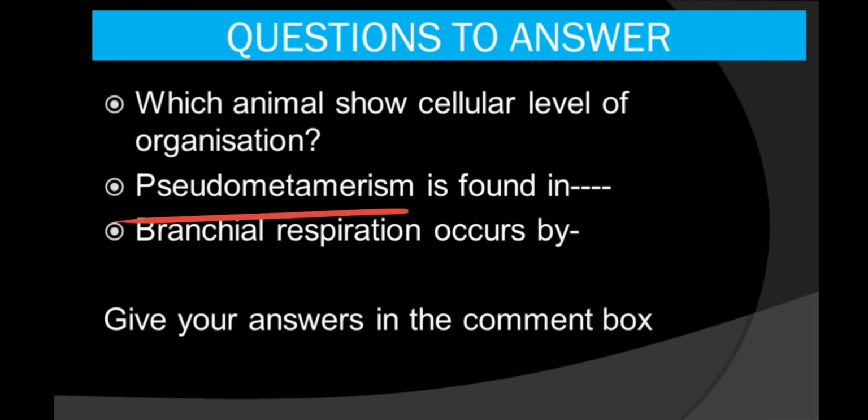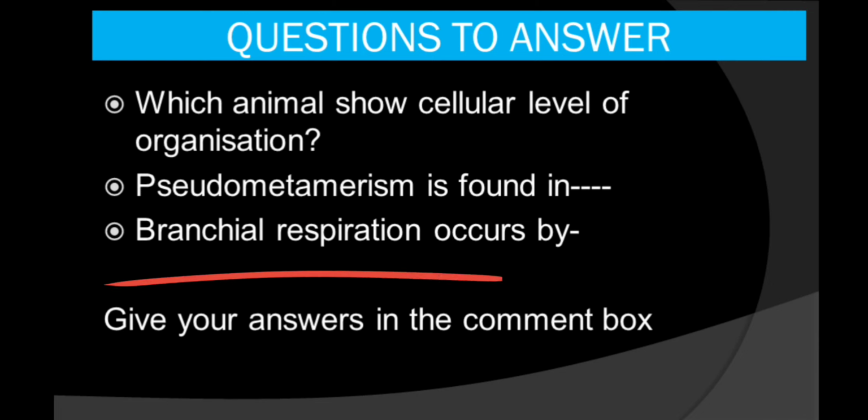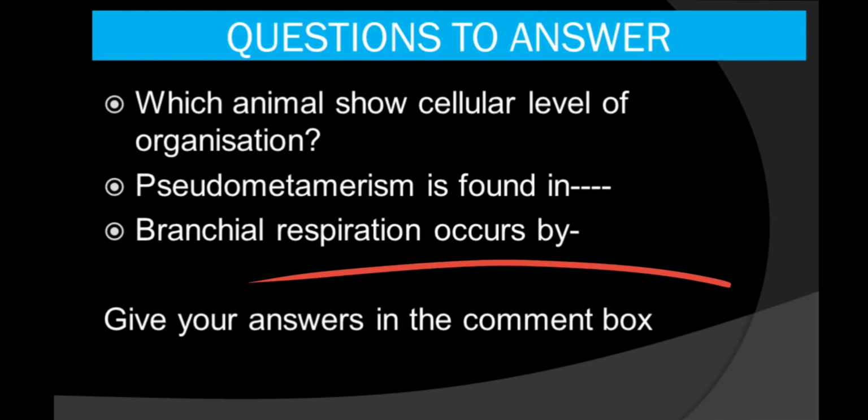Then, pseudometamerism is found in which? It is very important for you. Please give the answer to this. Then branchial respiration occurs by? Here you will give some examples also.